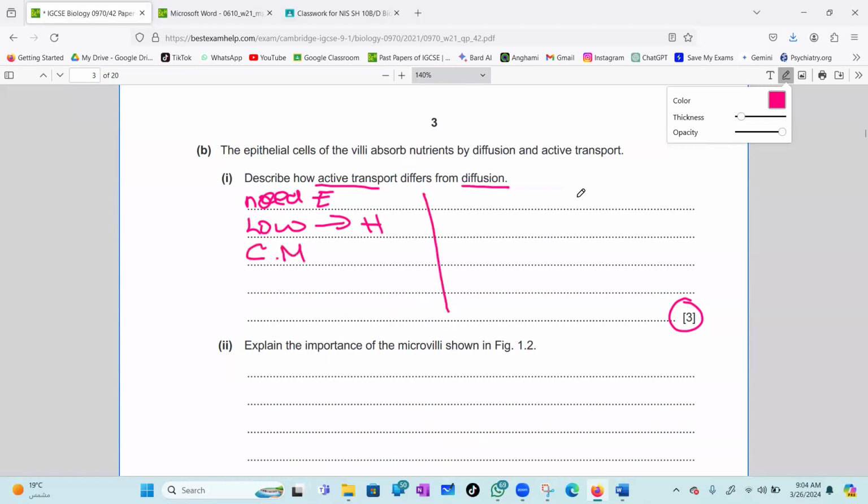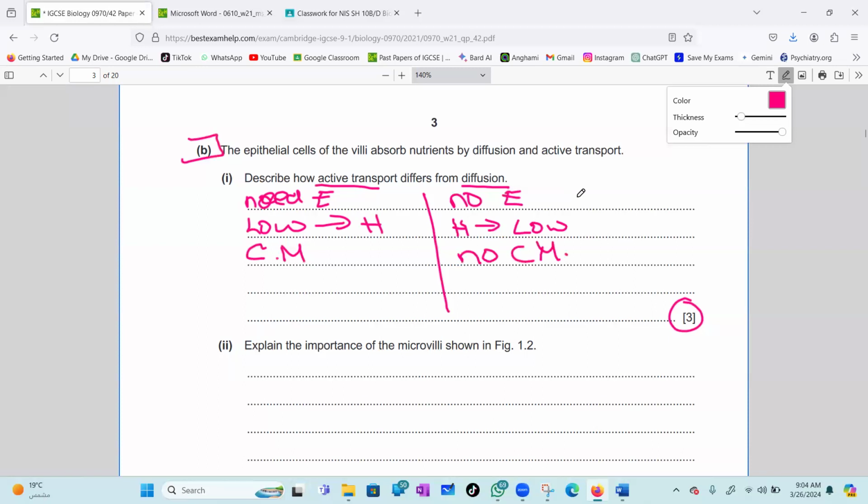And the diffusion, does it need energy? No. No energy. And the molecules, they move from low to high or high to low? High to low. And does it need a cell membrane or no cell membrane? No cell membrane and no carrier proteins.